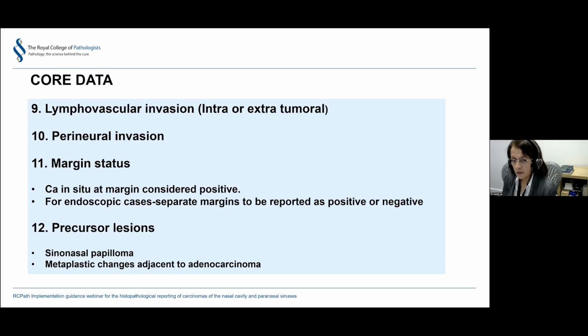Excision margin status is important, and carcinoma in situ at the margin is considered a positive margin. Now, in terms of assessing margins in sinonasal cancers, for endoscopic resections, you usually get multiple specimens. You get specimens labeled as a tumor, where you know the tumor is going to be at all the edges in any case. So the separate specimens sent are usually going to be some of your excision margins.